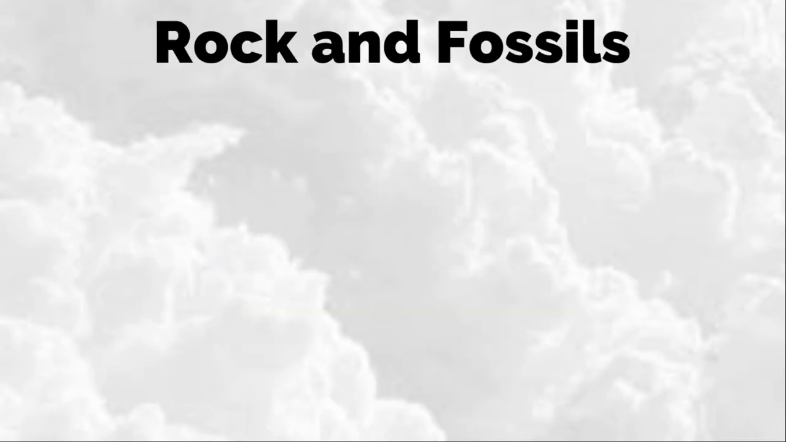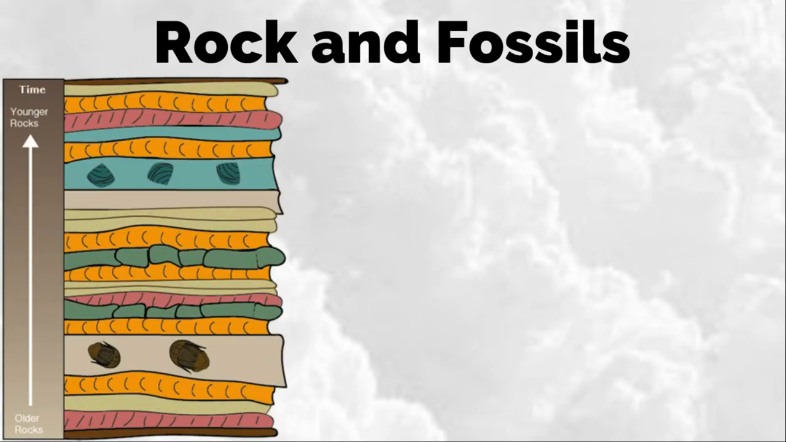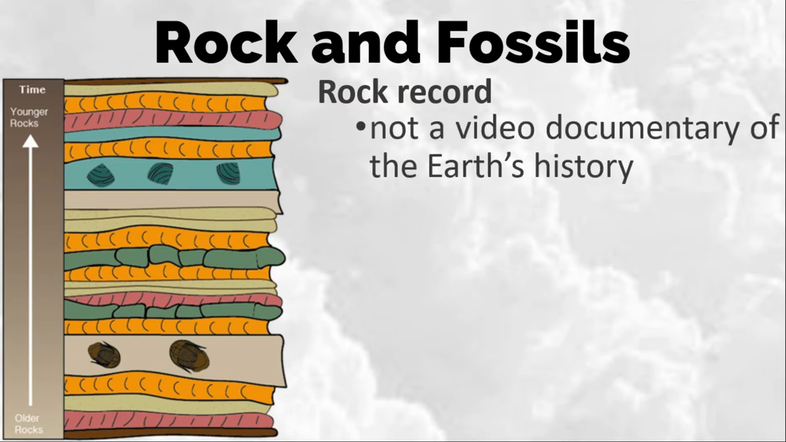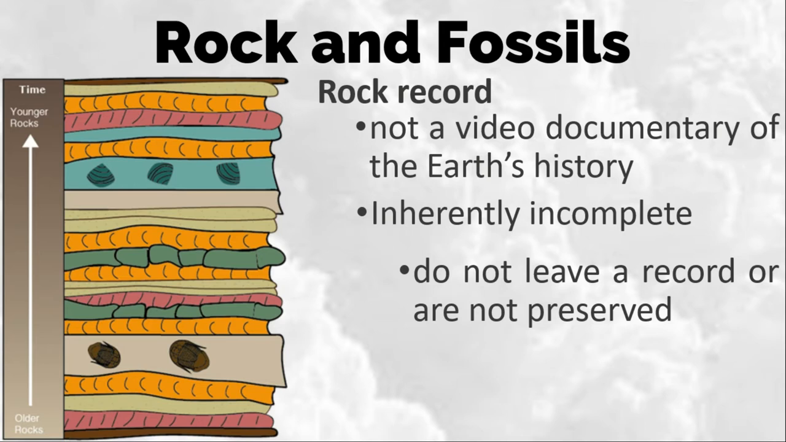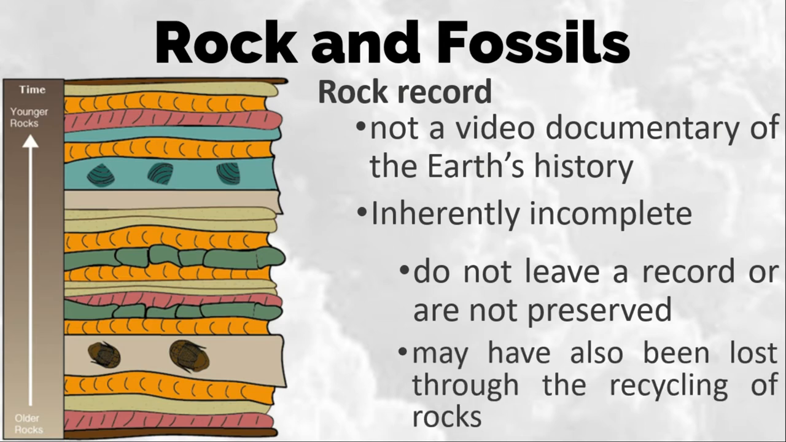The history of the Earth is recorded in rocks, which we call the rock record. Now, the rock record is not a video documentary. A large amount of analysis and interpretation is required to extract information from rocks. But the rock record is inherently incomplete. Some events do not leave a record or are not preserved. Some of the rock record may have also been lost through the recycling of rocks. Remember the rock cycle?